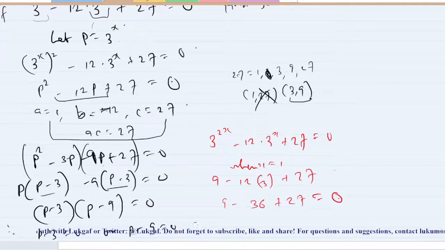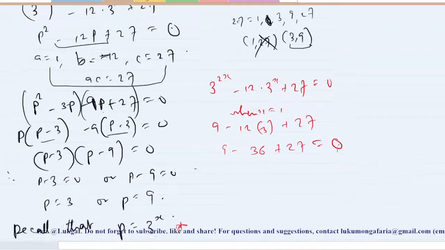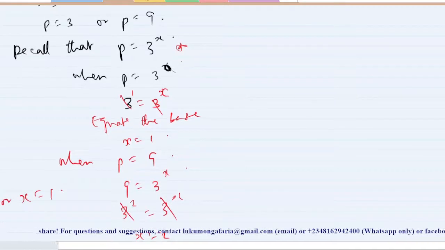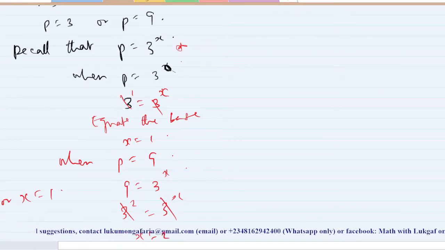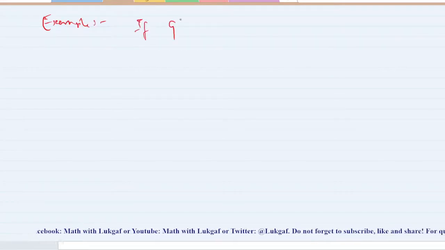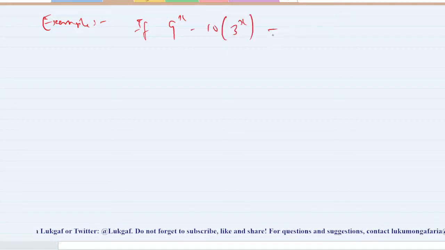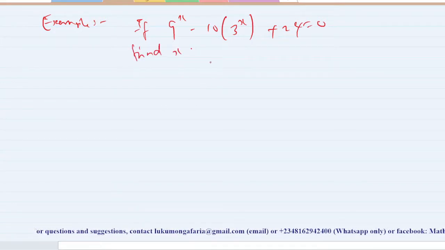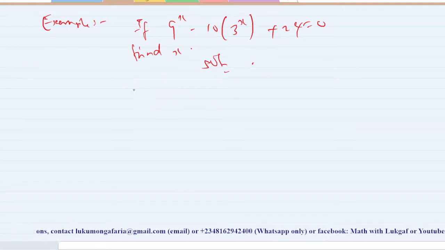Okay, now let me give you another example. If 9 raised power x minus 10, 3 raised power x plus 24 is equal to 0, find x. Find the values of x. This is very simple. You follow the same approach with what we used the other time.